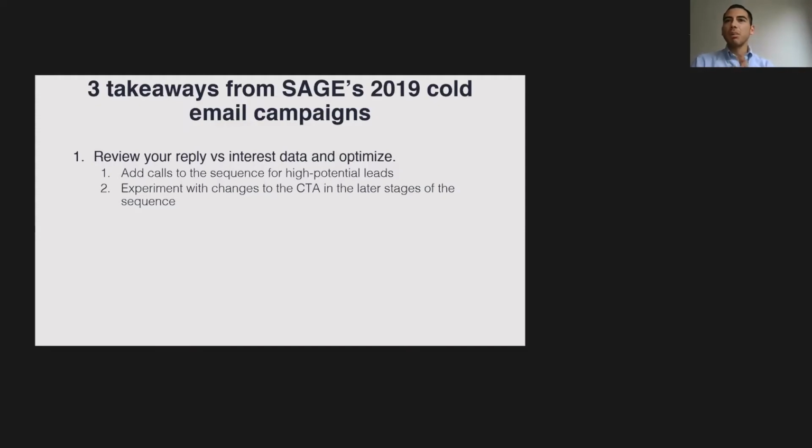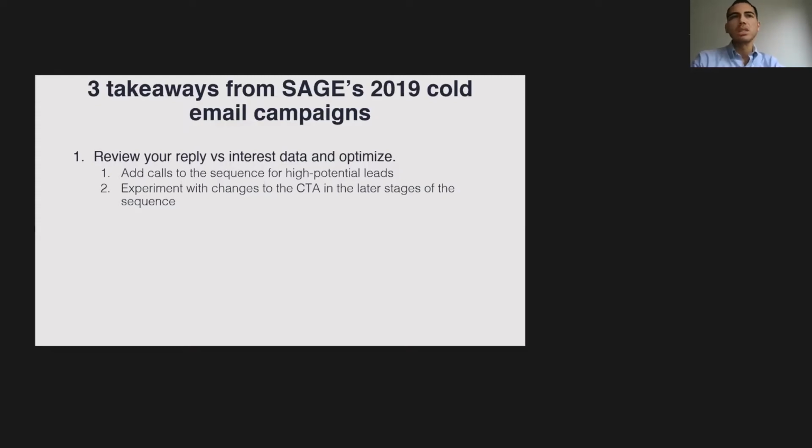So there's a couple things that you can do there, but I really recommend that if you look at your reply rates versus your level of interest rates, and you see that interest is less than 50% of all your replies, you've got to look into that and see what areas you can make changes. So that's my number one takeaway. I saw that our interest rates were a little bit low, and so I think we need to go back and tweak the way that we think about these sequences.